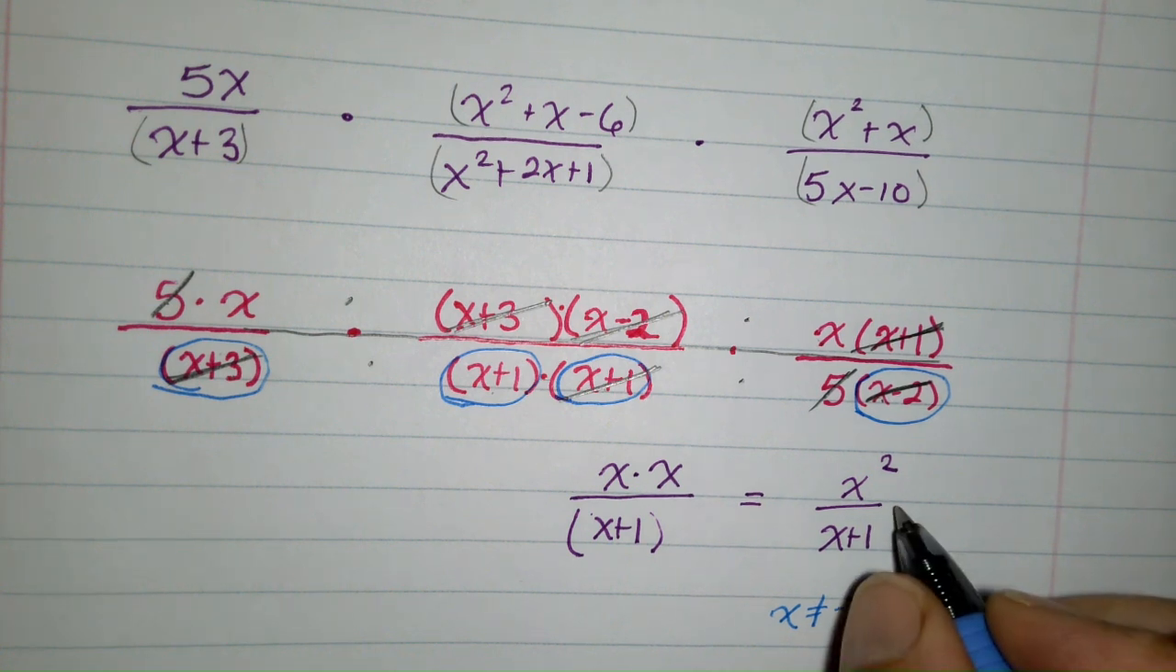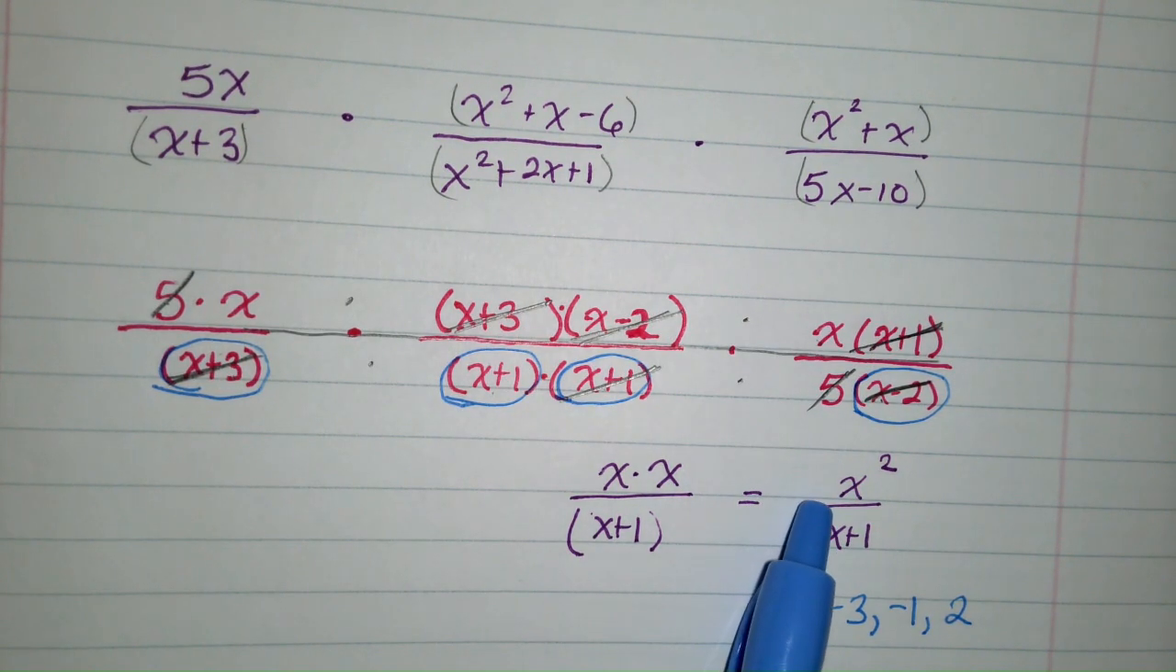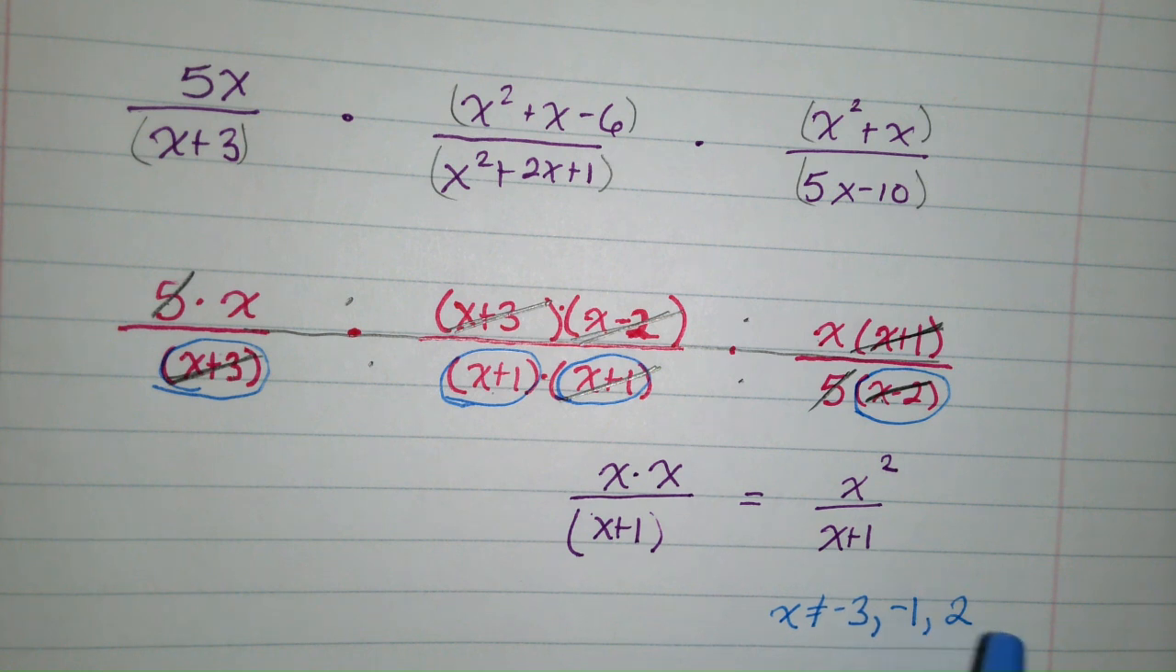So here is our final solution. That is this problem, simplified down. And these are the domain errors from the original problem. Depending on your directions, you may or may not have to write that down.